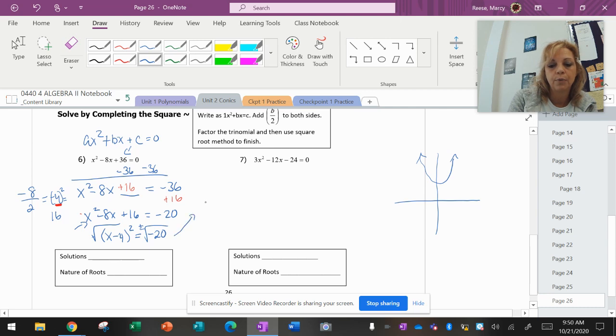So let me pull it up here. I got x minus 4 equals positive or negative the square root of negative 20. Now remember what I said: you make this a positive and you pull the i out, right? Because then you know it's imaginary.